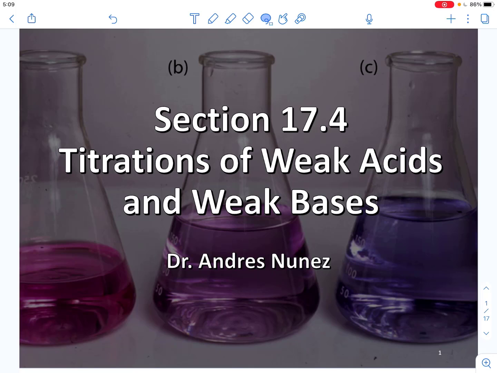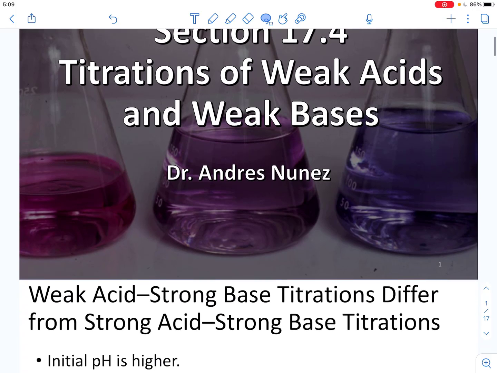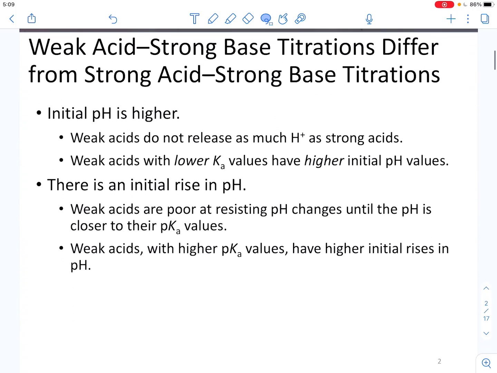This is section 17.4 and it's about titration of weak acids and weak bases, which for the most part behave similarly to the strong acids and strong bases, but with some additional considerations. The first is that at the beginning of the titration the initial pH is higher, and the reason for that is that weak acids do not release as many protons as a strong acid. Therefore the concentration is going to be smaller and the pH is going to be higher.